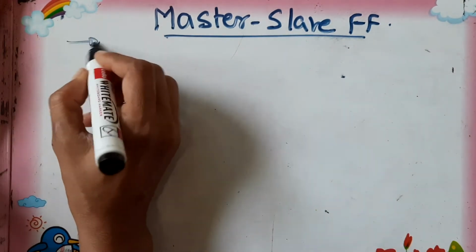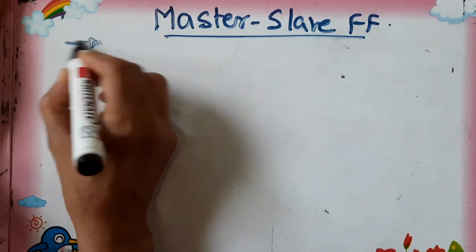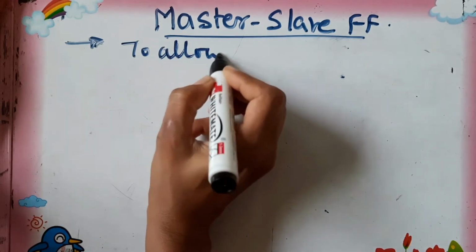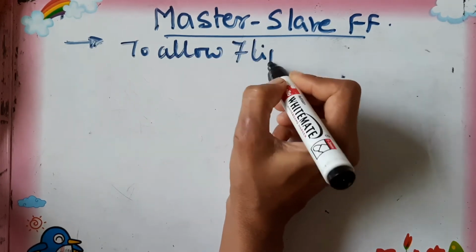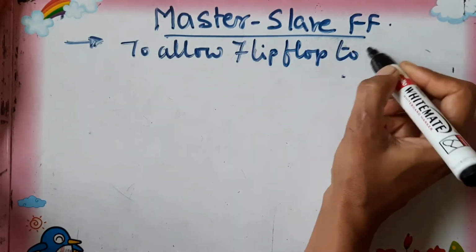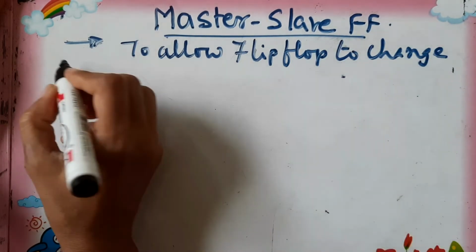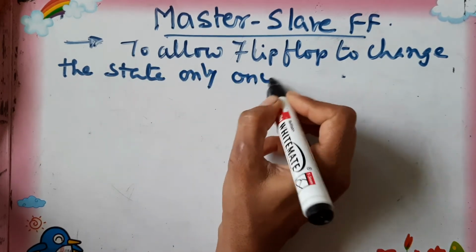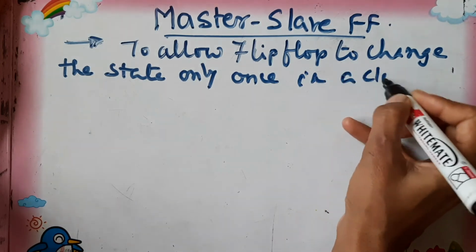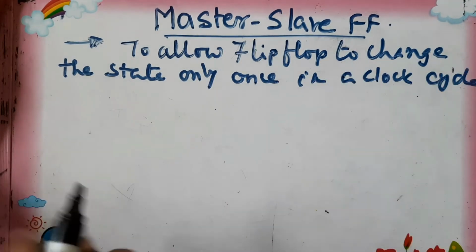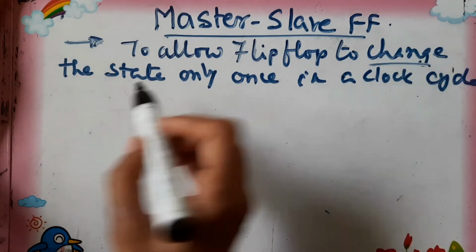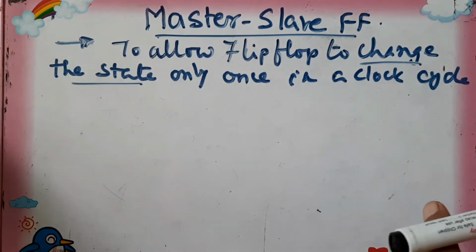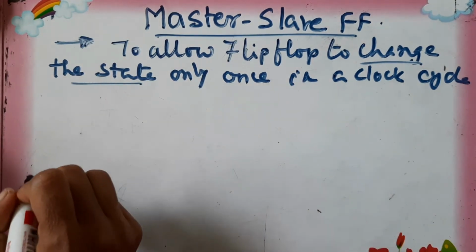Why are we using master slave? The reason is to allow the flip-flop to change the state only once in a clock cycle. To allow the change of the state is nothing but toggling. So we'll be allowing toggling only once in a clock cycle using the master slave configuration.